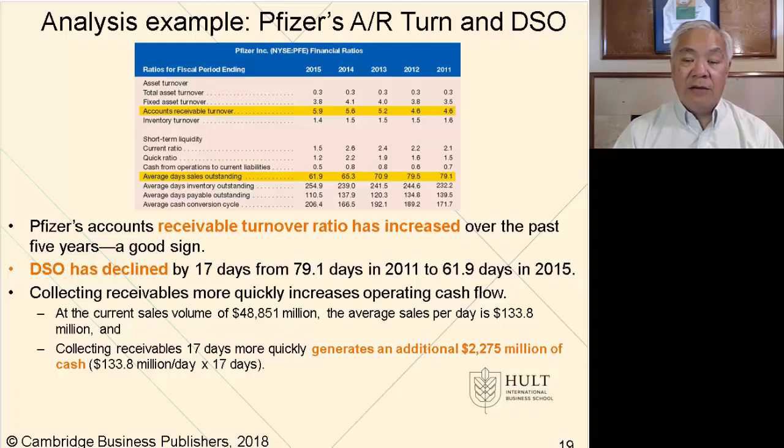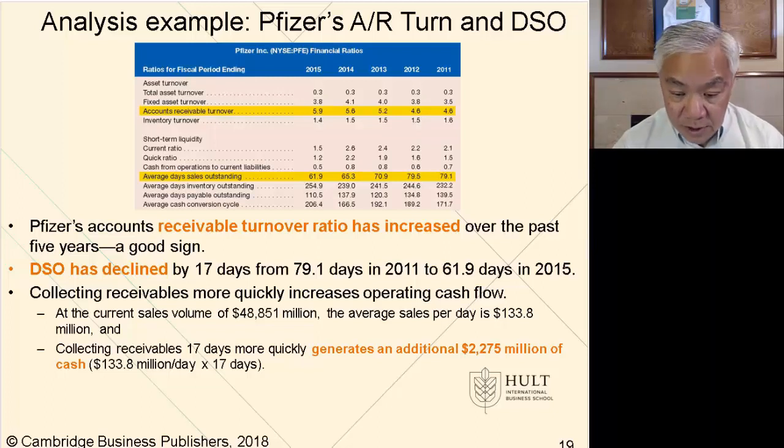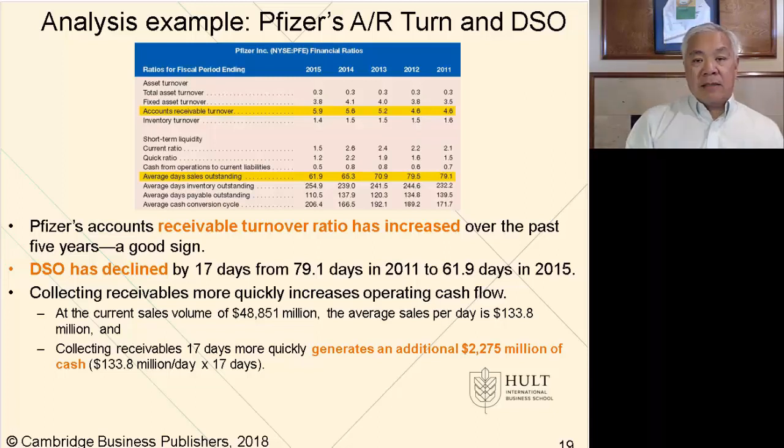We can quantify what the value is, and the calculation here is that it generates $2.3 million more cash, because $133 million per day, that's the sales, times a 17-day improvement, which is the difference between 62 and 80. That improvement is worth $2.3 million. It might sound like just an academic argument, how long does it take you to collect cash? But when you quantify it into how much cash is freed up when you're tighter on collecting money, it's real money, right? So companies should pay close attention to their receivables and who gets credit and how fast you collect.